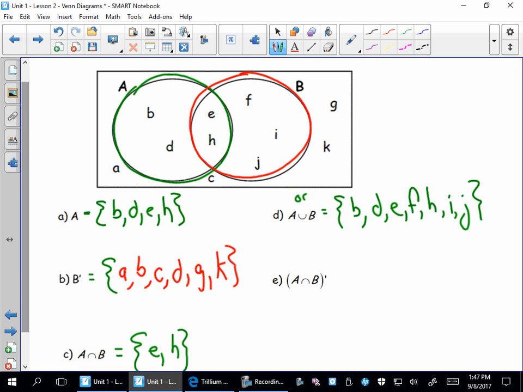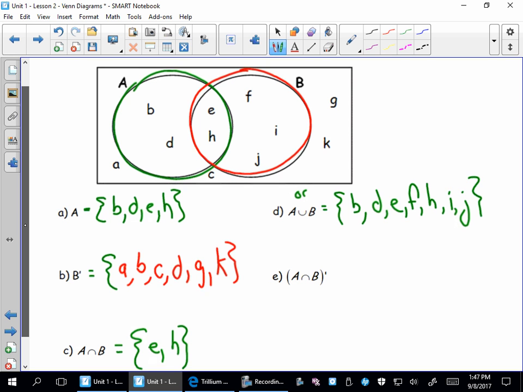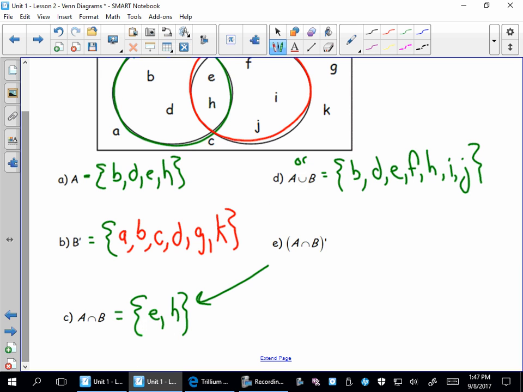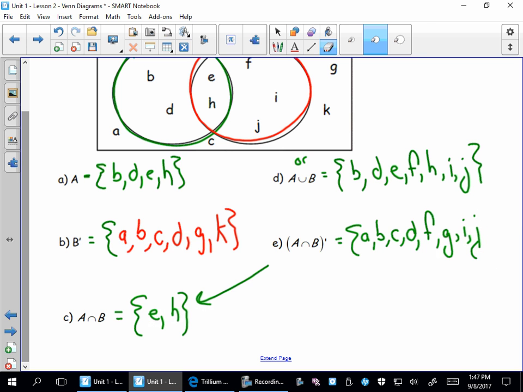And then the last one, the not of the intersection. Well, if I know the intersection, which I do, it's right here, I can pretty quickly list the not of that without even looking at the diagram. What's the opposite of E and H? It's A, B, C, D, not E, but F, G, I, and J. Oh, there's one I missed, a K. And there's stuff from the Venn diagram.